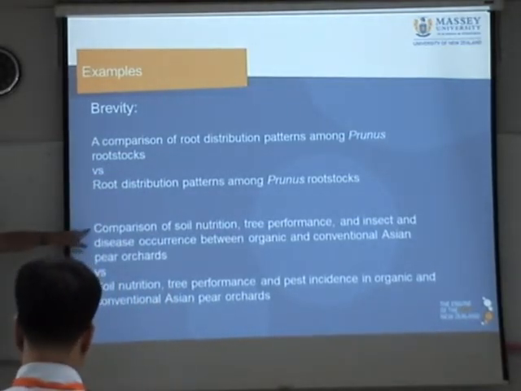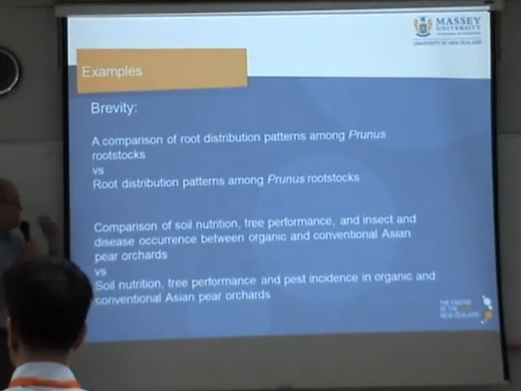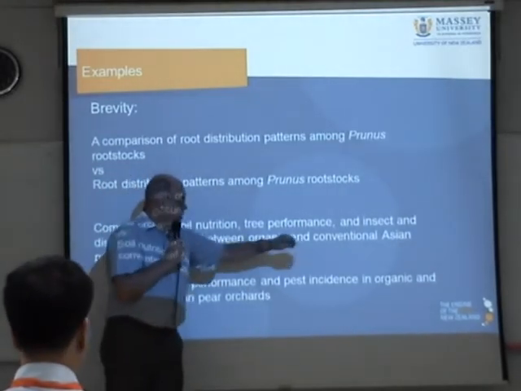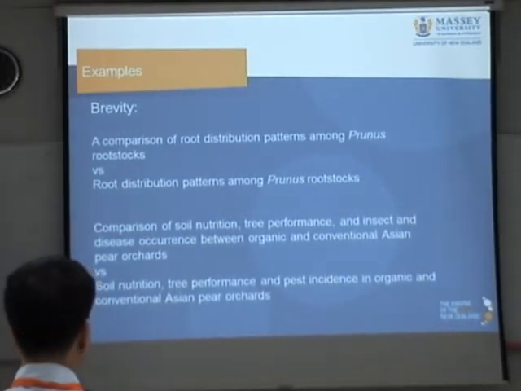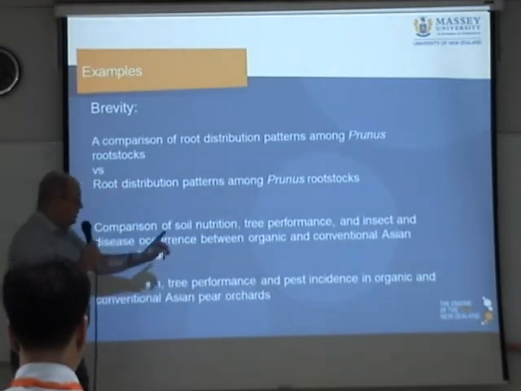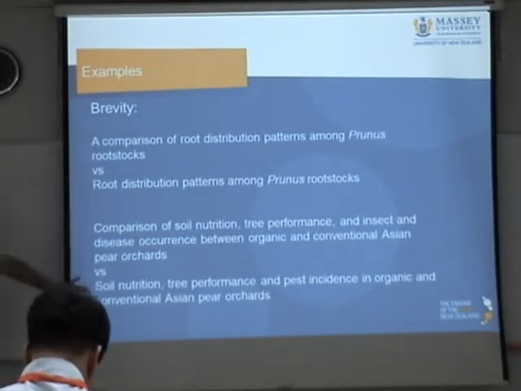Here's one: comparison of soil nutrition, tree performance, and insect and disease occurrence between organic and conventional Asian pear orchards. Nothing wrong with that. Perfectly okay. Except that it's very, very long. Soil nutrition, tree performance, and pest incidence in organic and conventional Asian pear orchards. Half the length. Sharper, easier to understand, clearer. So you can be brief without losing any information.